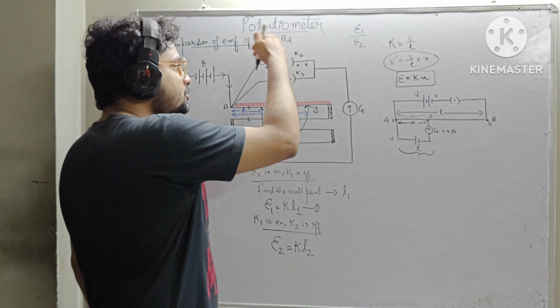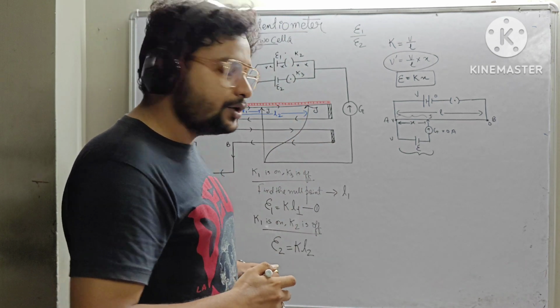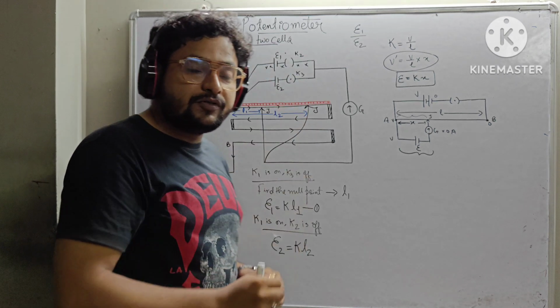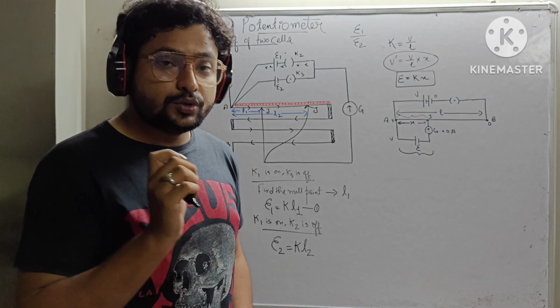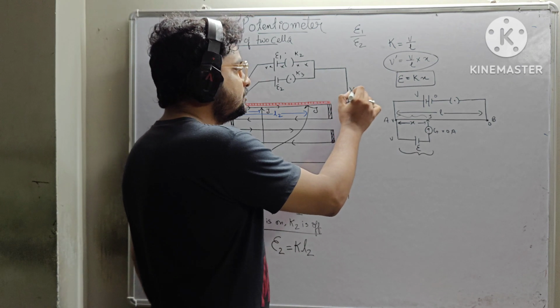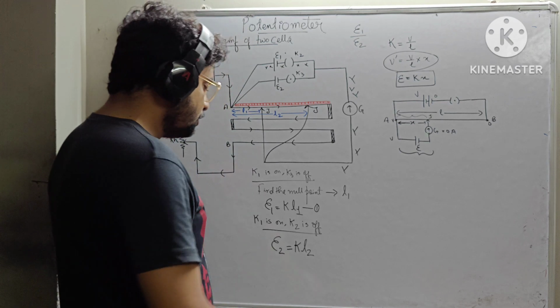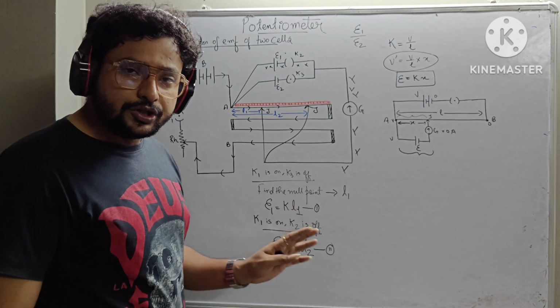Now this one is switched off, so this one is out of the question. We are only taking this one over here. The potential difference between these 2 points is equal to the EMF of the cell; then only the galvanometer will show zero deflection, that is, no current is flowing through this total branch. So E2 will be K into L2. These are your both equations.